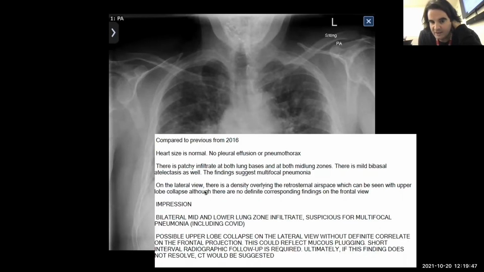Now, it was read as bilateral mid and lower lung zone infiltrate, suspicious for multifocal pneumonia, including COVID. And there was some suggestion that maybe it's possible upper lobe collapse on the lateral view without anything on the frontal projection, could be mucus plugging, and then they required a repeat X-ray.